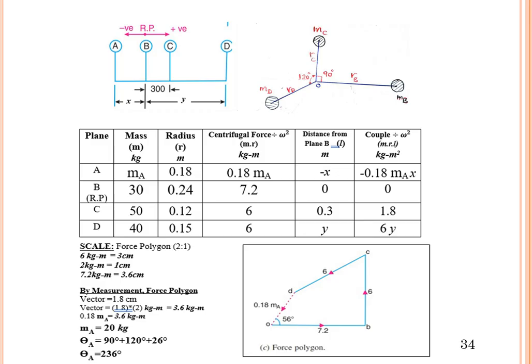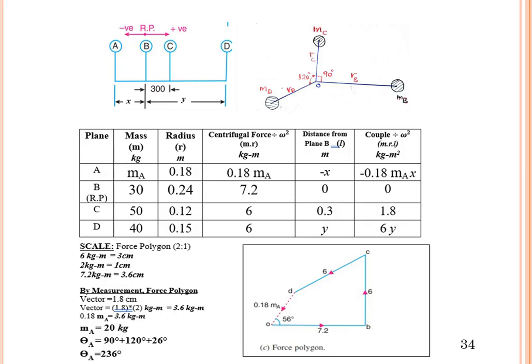You are supposed to see that there is a rule that the sum of the resolving forces towards left and right should be considered based on the sign representation. If you take A, the remaining will be positive. If you take B, A will be negative, and C, D will be positive. So mass A is unknown, mass B is 30, mass C is 50, mass D is 40. All the radii are known, so only mass A is unknown.